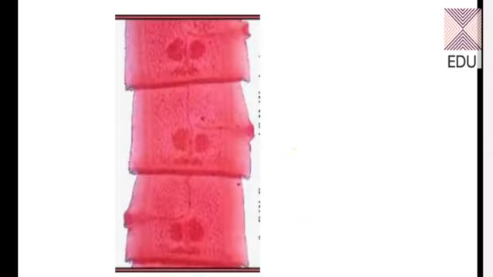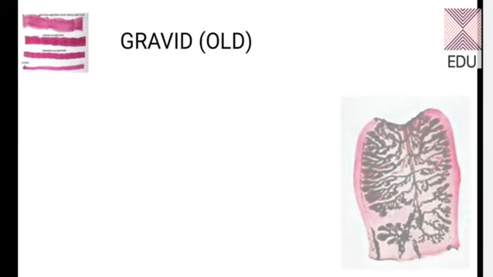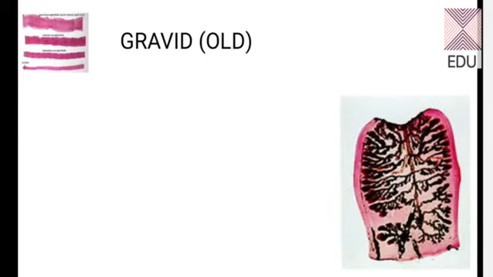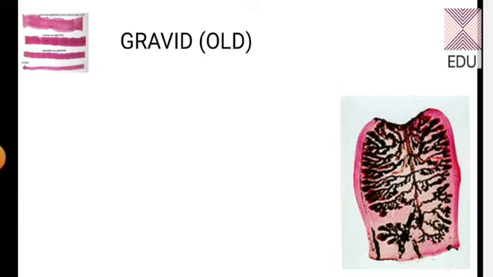Now students, the next slide is of the gravid proglottid. Now we have to discuss the structure of one old proglottid. This is a microscopic photograph of a gravid proglottid. Here you can see the presence of branches, or a branched uterus. All these branches are of the uterus. This is very important to note.